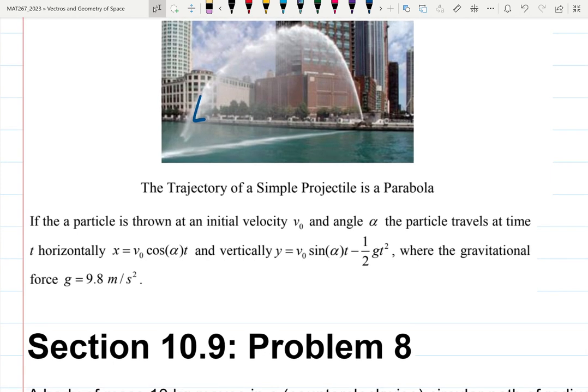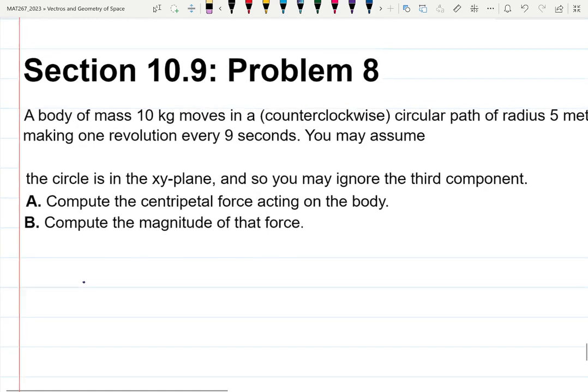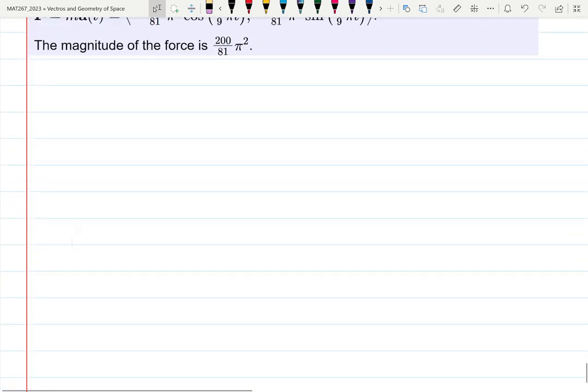A particle is thrown away with initial velocity and angle, and the particle travels horizontally and vertically at the same time, and there's a gravitational force. Remember your favorite number, 9.8, from calculus 2? So finally, let's just do an example from your homework. Let's do that. Let me see if there's something else left.